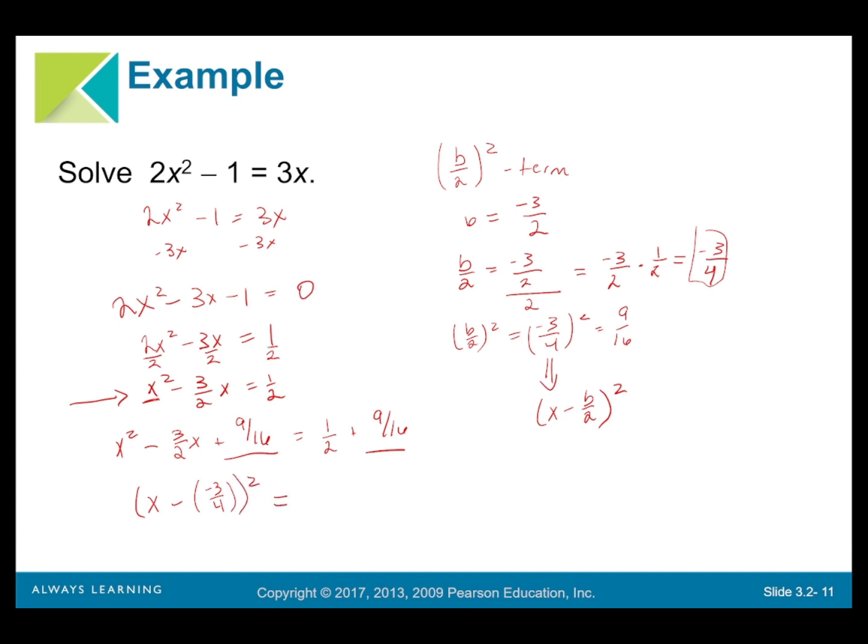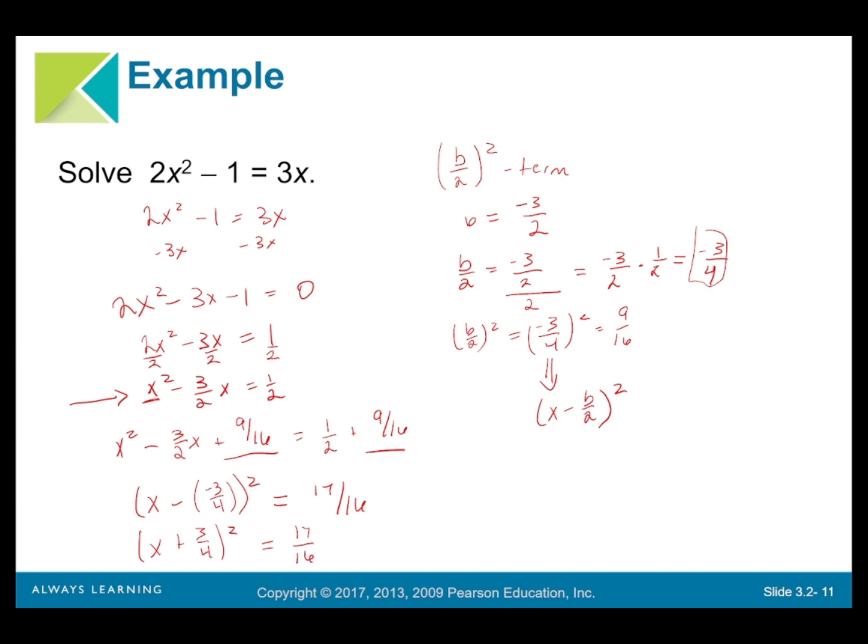My right-hand side, well, 1/2 is really 8 over 16 plus 9 over 16. That gives us 17 over 16. And you can plug that in your calculator if you're not sure. Okay, well, this really on the left-hand side then is x plus 3 over 4 quantity squared equals 17 over 16.